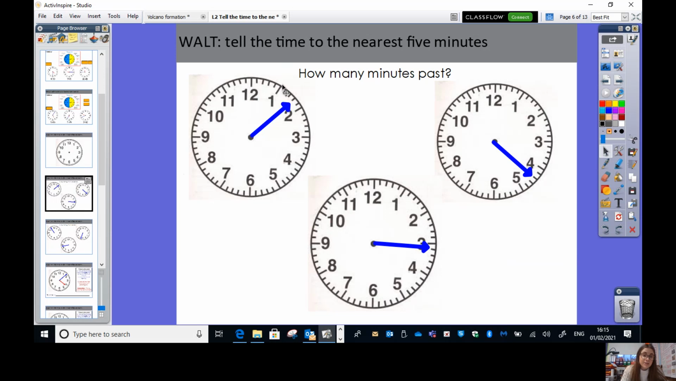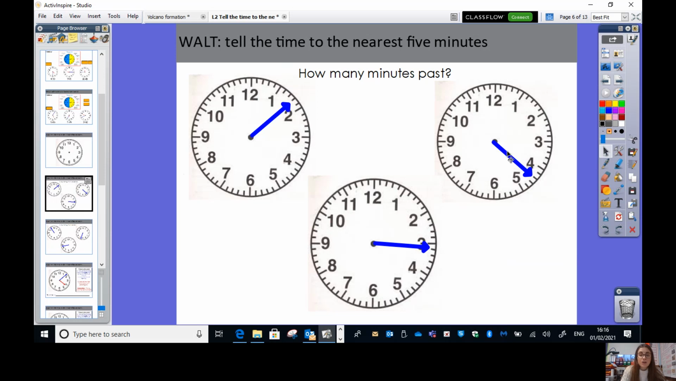That's going to be the 1 here, which I know is 5, and then I'm going to count on. So 5, 6, 7, 8. So at that time, that clock, the minute hand represents 8 minutes past. Let's have a look at the next one. So I'm not going to count all the way around. I'm going to use my times tables facts. So 5, 10, it's just past the 15, so I'm going to stop there, and it's 1 more minute on, so 15, 16, 16 minutes past.